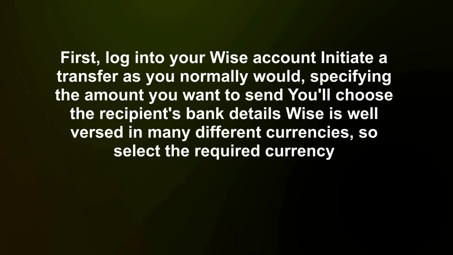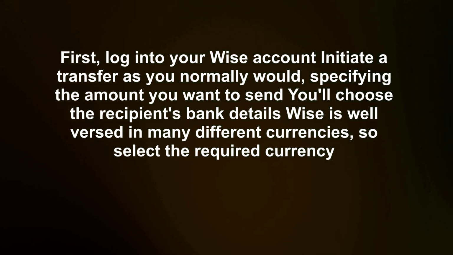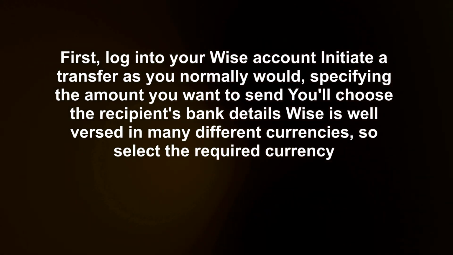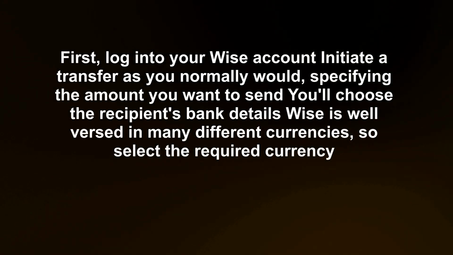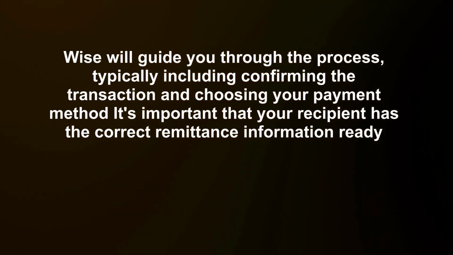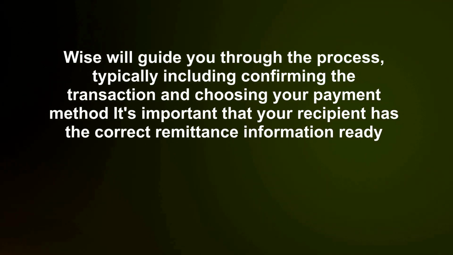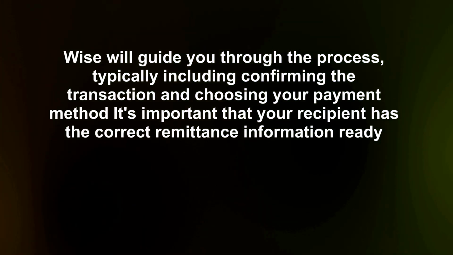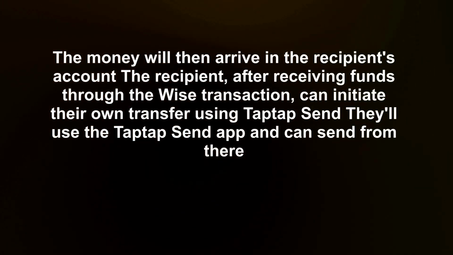First, log into your Wise account, initiate a transfer as you normally would. Specifying the amount you want to send, you'll choose the recipient's bank details. Wise is well versed in many different currencies, so select the required currency. Wise will guide you through the process, typically including confirming the transaction and choosing your payment method. It's important that your recipient has the correct remittance information ready. The money will then arrive in the recipient's account.